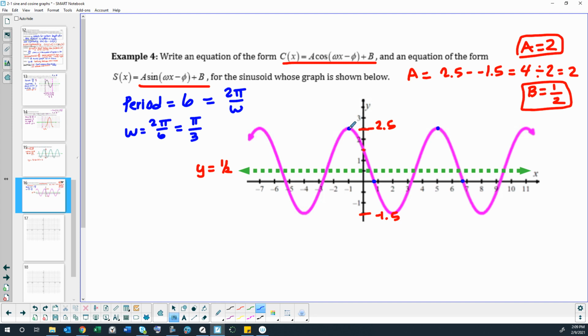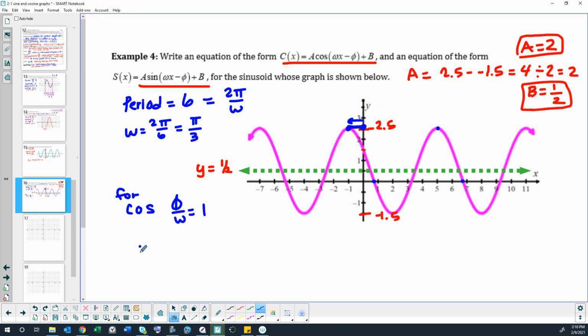If this was a cosine graph, then this point right here would actually be on the axis, right? So the fact that it is to the left 1 instead could mean that we have a translation left 1. So for our cosine graph, we could say that phi divided by omega is 1.